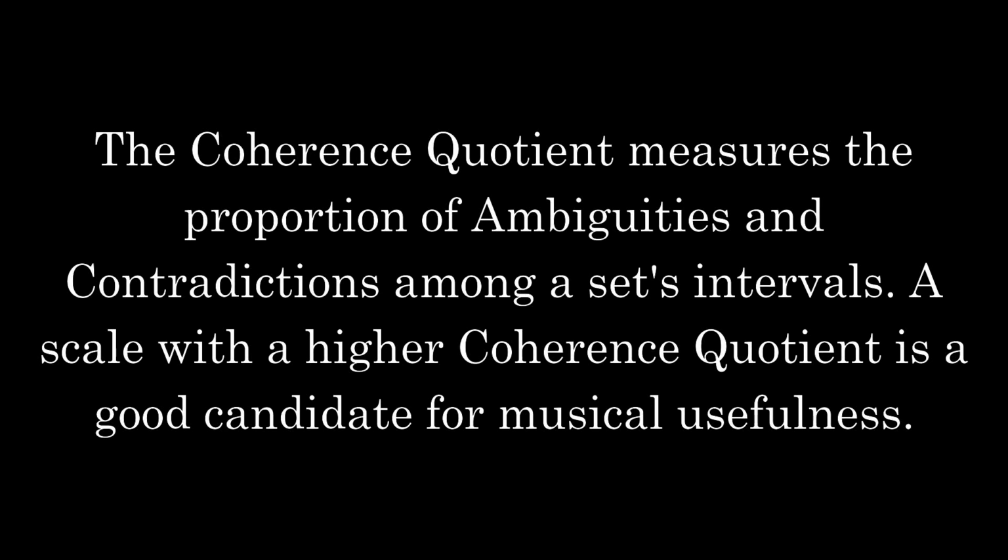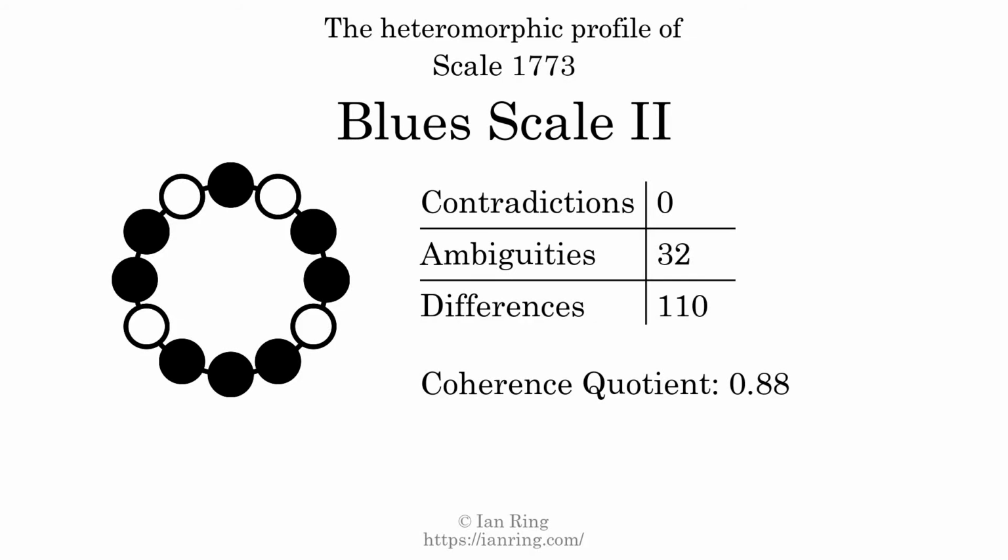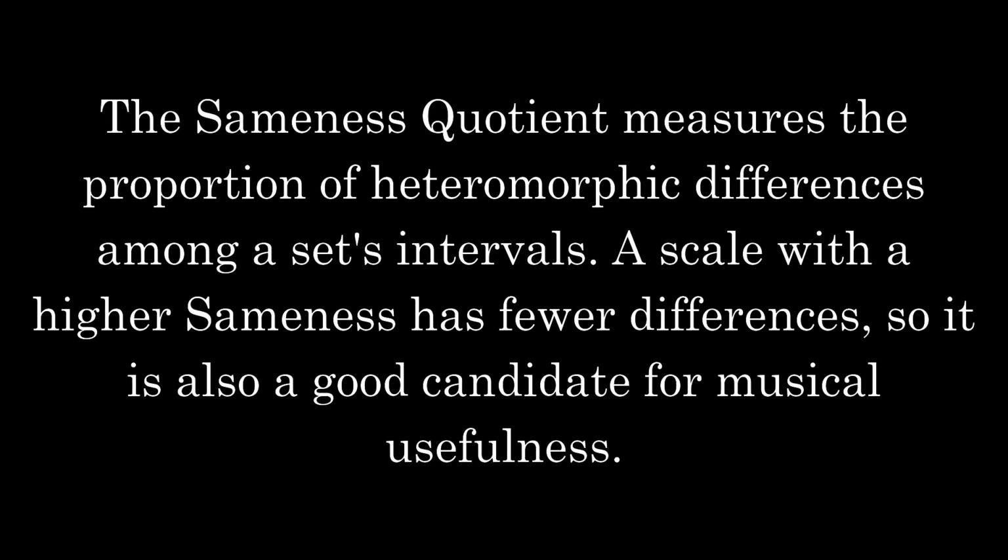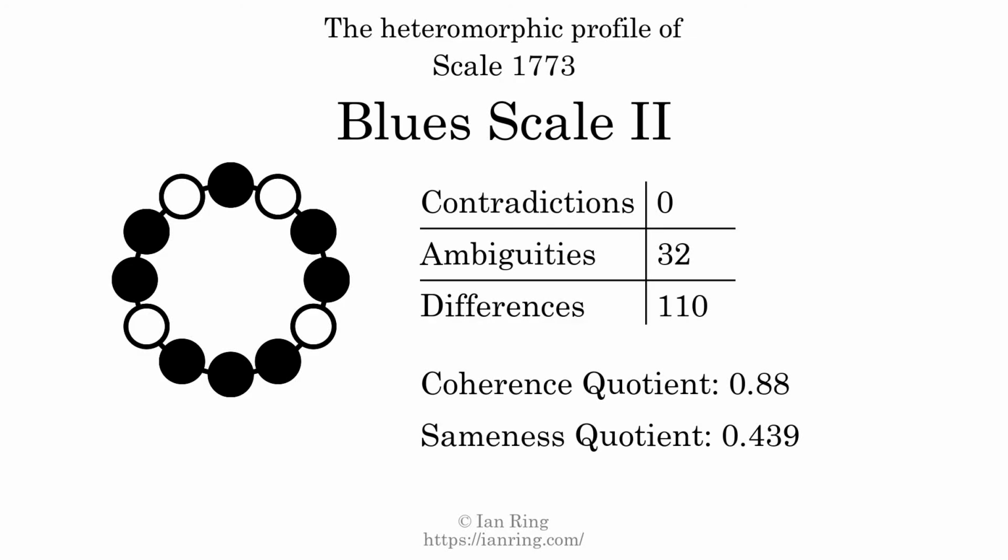The coherence quotient measures the proportion of ambiguities and contradictions among a set's intervals. A scale with a higher coherence quotient is a good candidate for musical usefulness. The coherence quotient is 0.88. The sameness quotient measures the proportion of heteromorphic differences among a set's intervals. A scale with a higher sameness has fewer differences, so it is also a good candidate for musical usefulness. The sameness quotient is 0.439.